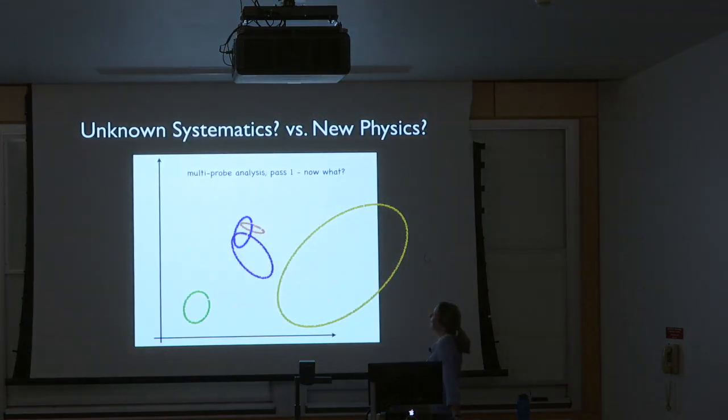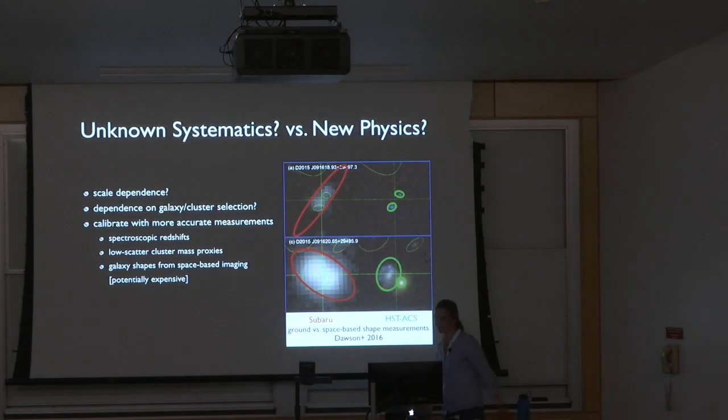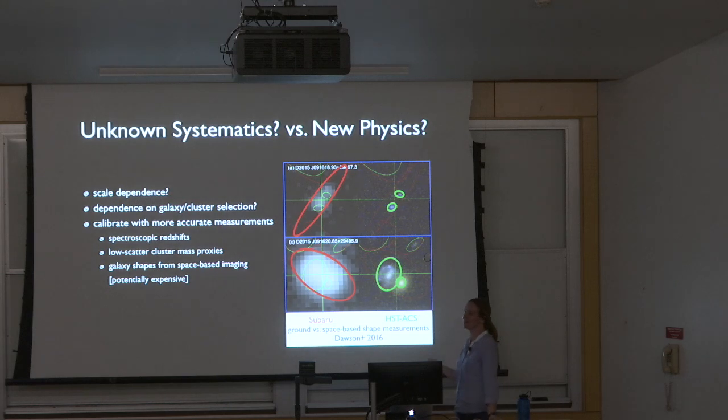So we might end up in a situation like this as our first pass. At this point, it gets really interesting. We have to ask ourselves, did we just detect new physics or just unknown systematics? And I'm sure that's a question that many of us will be asking in about 2023. Fortunately, there are a few things that we can directly test. For example, we can ask, does the bias between different measurements decrease if we restrict to scales that we understand better? That would probably hint at a problem with our nonlinear modeling.